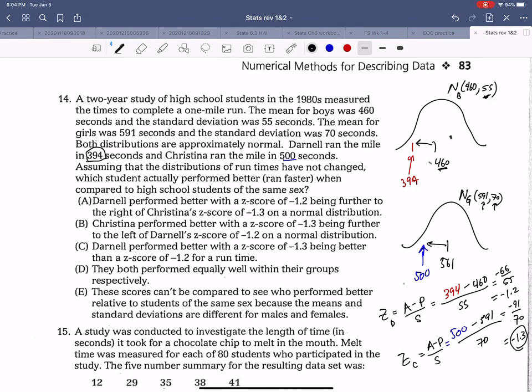So let's find that answer. We get B. Christina is the one that performs better with a negative z-score, being further to the left than Darnell's score. And the lower your time, the faster you are.